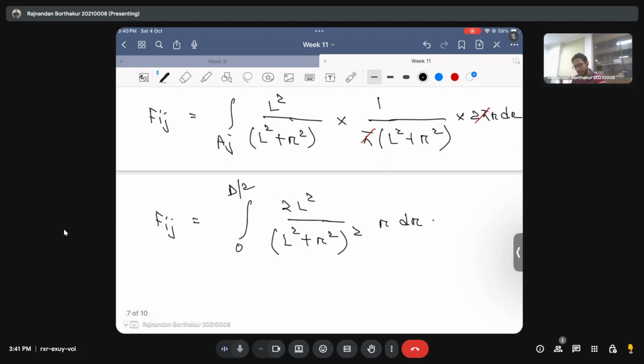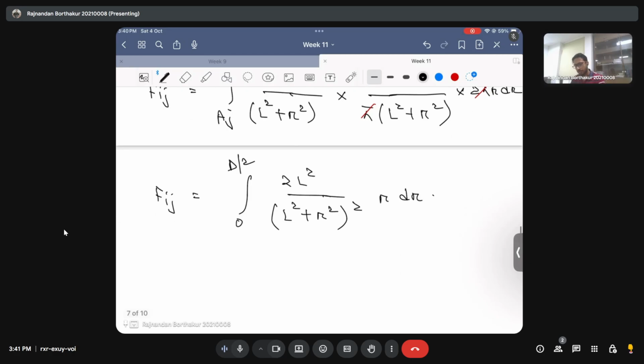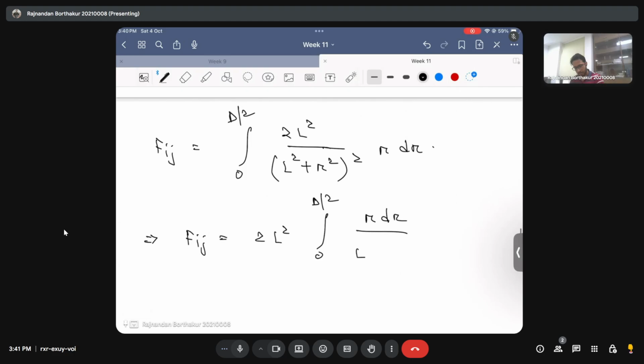So that's it, guys. We just simply need to evaluate this integral in order to define the view factor. More importantly, this L square is not a function of small r, so it will come outside the integral, which means this can be written as Fij equal to 2L squared times the integral from 0 to d by 2 of r dr by (L squared plus r squared) whole squared.